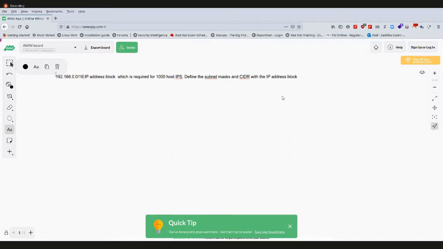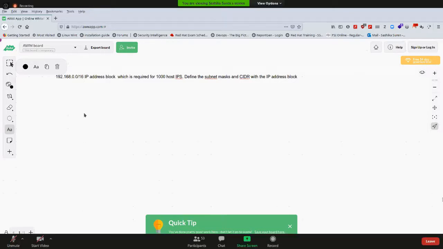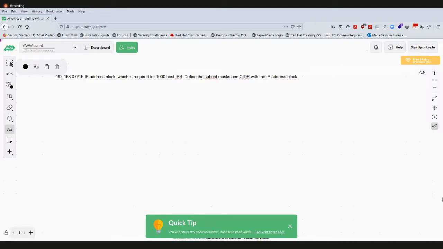So just tell me what is the subnet mask required. You can easily generate the subnet mask. For 1,000 IPs, what is the subnet mask we require? Can you guys quickly go through it? Quickly, very quickly. Right, let me see. Okay, I'll explain that one again.